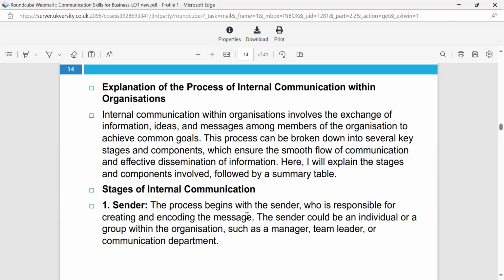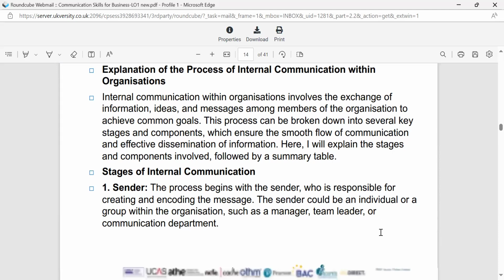So you're exchanging information within your team, and ideas and information are exchanged, and the process is broken into several stages that you can look at. So the first stage of internal communication is the sender, which is number 1. The process, as we mentioned earlier, begins with the sender, who is responsible for creating and encoding the message. The sender could be an individual or group, such as a manager, team leader, or communication department.